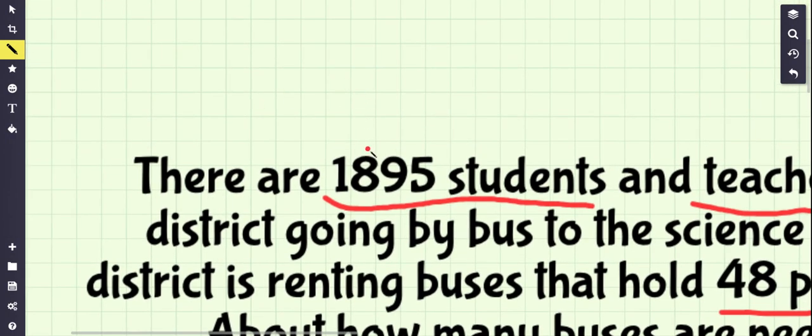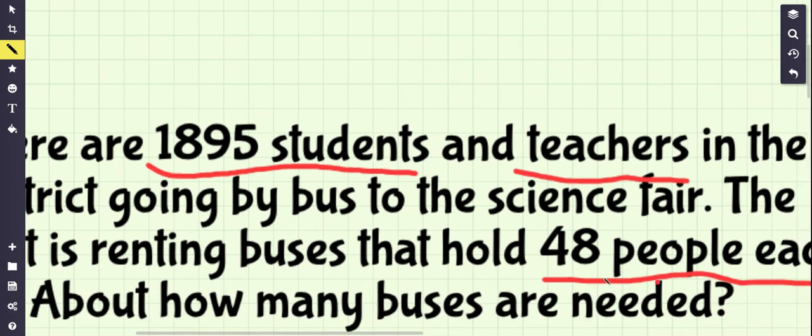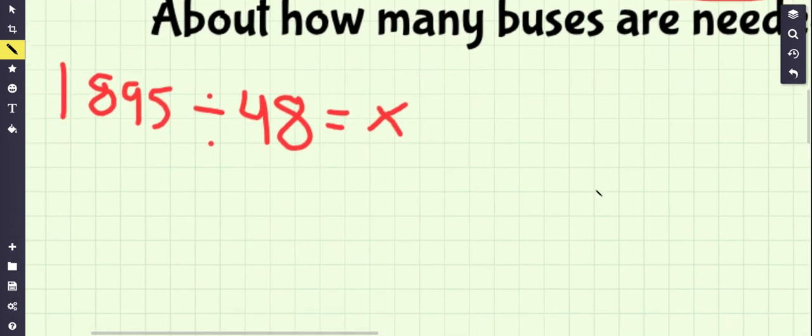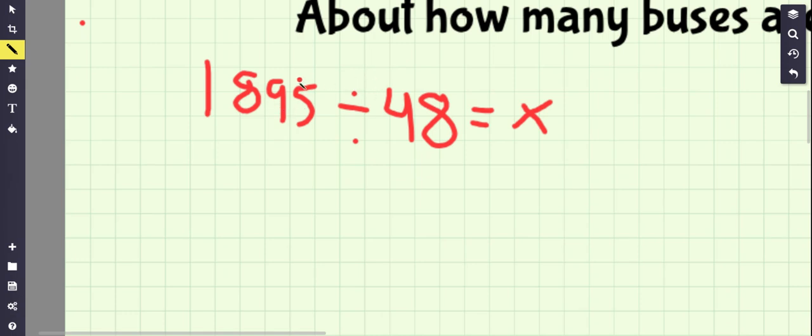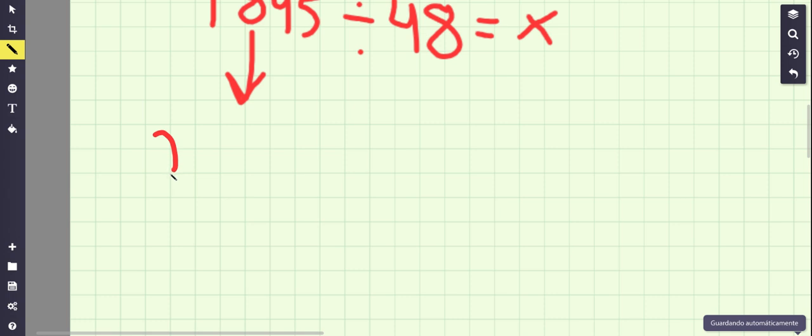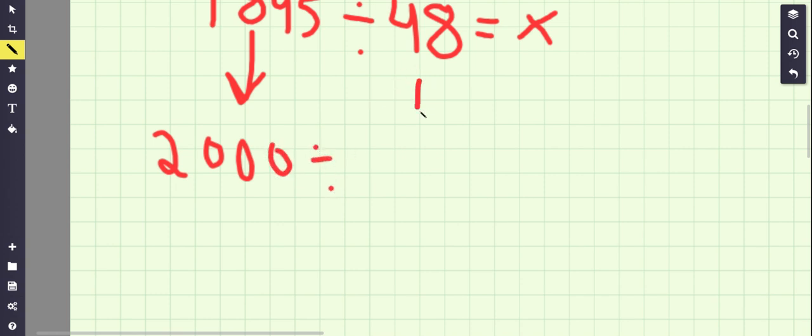Since there's 1,895 kids and each bus only holds 48 people, we can do this problem here. But we're not just gonna do it, we're gonna estimate. So we estimate quotients by estimating around the parts. So here's about 2,000, right? We always have to round the parts of the division problem. And here, since it's 48, we round to 50 and divide, equals x.